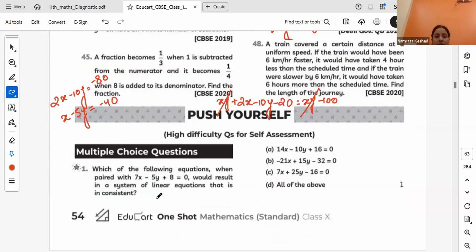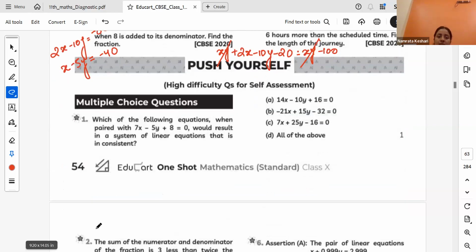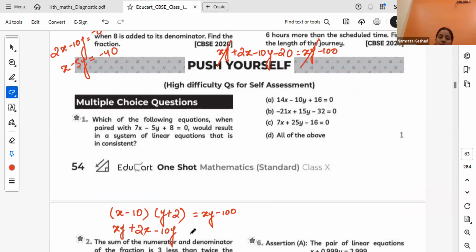Just a moment, let me take it. It says that if the length is decreased by 10, and the breadth is increased by 2, then the area decreases by 100. So xy plus 2x minus 10y minus 20 is equal to xy minus 100.